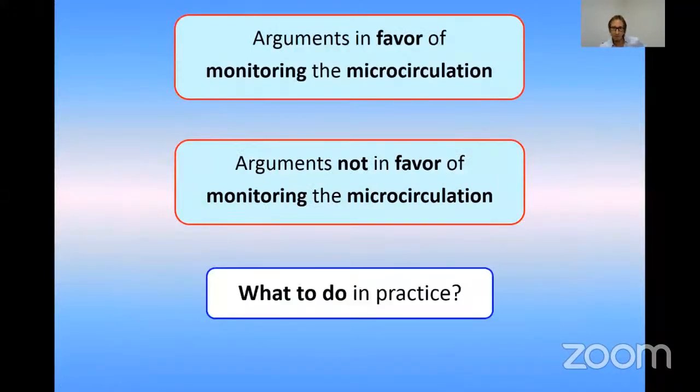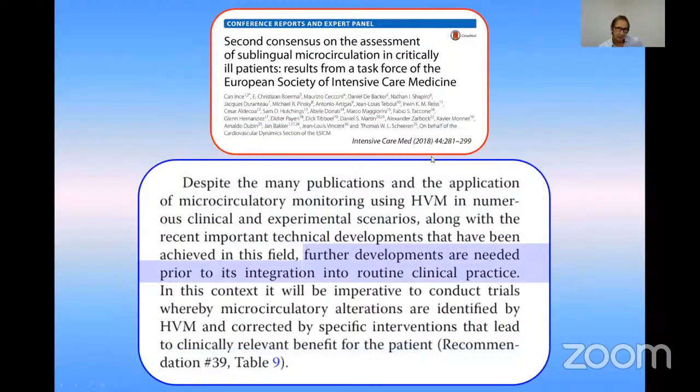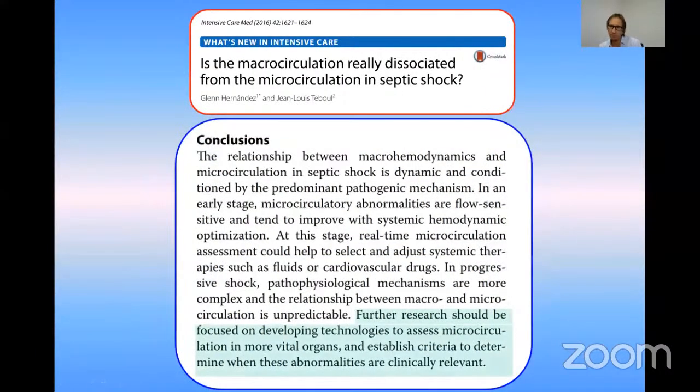So, what to do in practice? The consensus paper said that further developments are needed prior to its integration into routine clinical practice. They talk about the assessment of sublingual microcirculation. I would say that further research should be focused on developing technologies to assess microcirculation in more vital organs and establish criteria to determine when these anomalies are clinically relevant. I think that the more vital organs are more important for the microcirculation assessments.